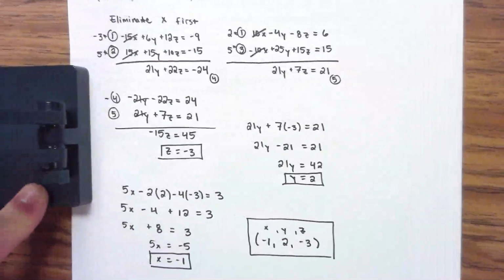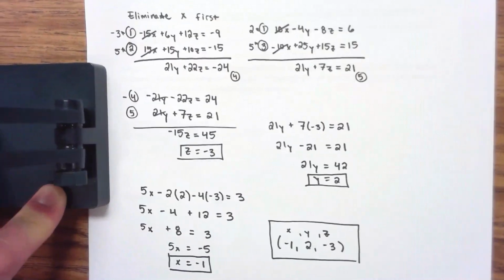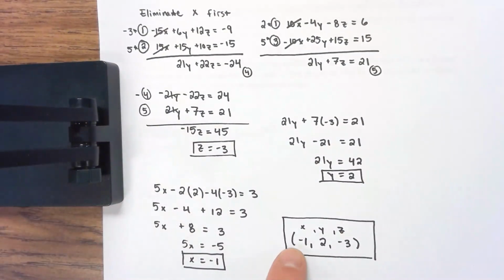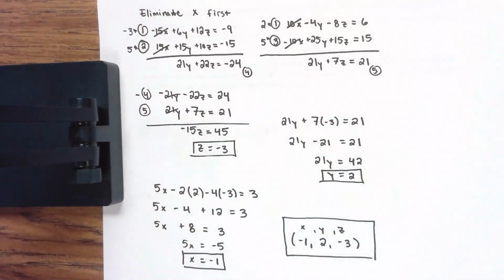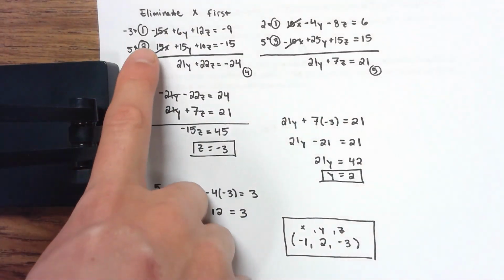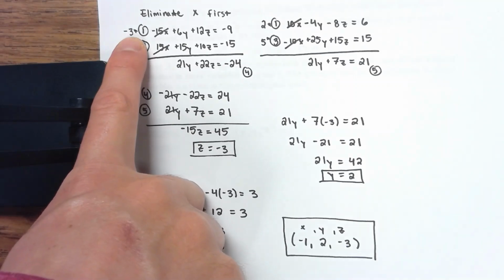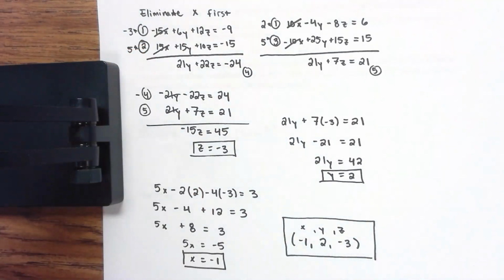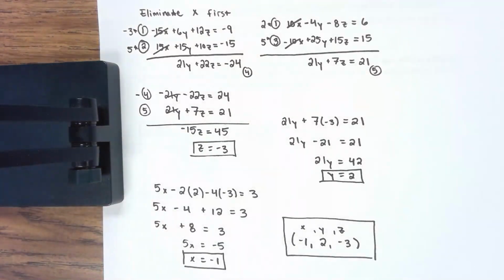Okay, for those of you online, you can check to make sure that you got your answer correct. You should have -1, 2, -3. Go ahead and hit pause and check all these steps here. The one thing that might be different is if you multiplied equation 1 by 3 and equation 2 by 5. Other than that, the work should look basically the same from here. So go ahead and hit pause, check your work here, and then we got one more example that we're going to work through right now.